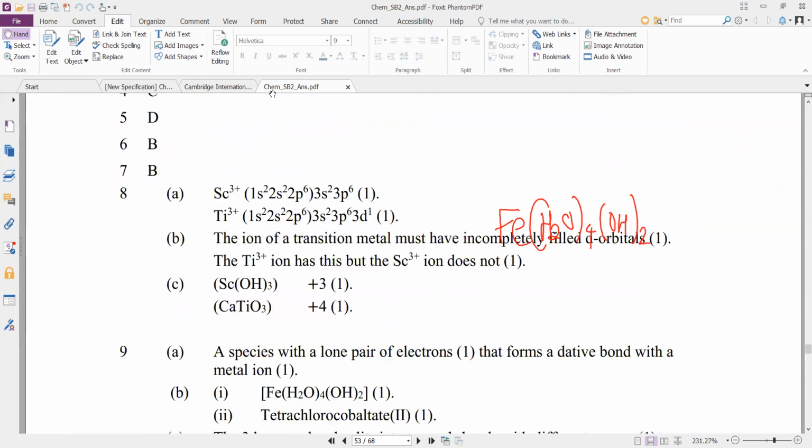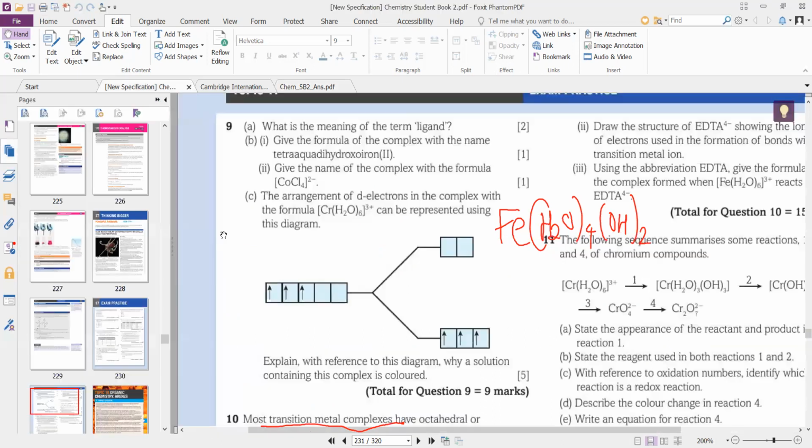Tetrachloro. Make the cobalt name: cobaltate. Cobaltate, because it is in a negative ion. Because it's a negative ion, we make it cobaltate. Next one.